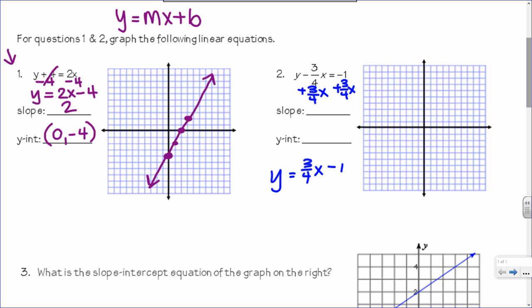Okay, so notice here that my coefficient is 3/4. So my slope will be 3/4. And then my y-intercept is a negative 1. So that point will be at 0, negative 1. So again, to graph this, I'm going to graph my y-intercept first at 0, negative 1. And then I'm going to think rise over run. So I'm going to go up 3 and over 1, 2, 3, 4. Up 1, 2, 3, over 1, 2, 3, 4. And I'm going to connect these points to draw my line.